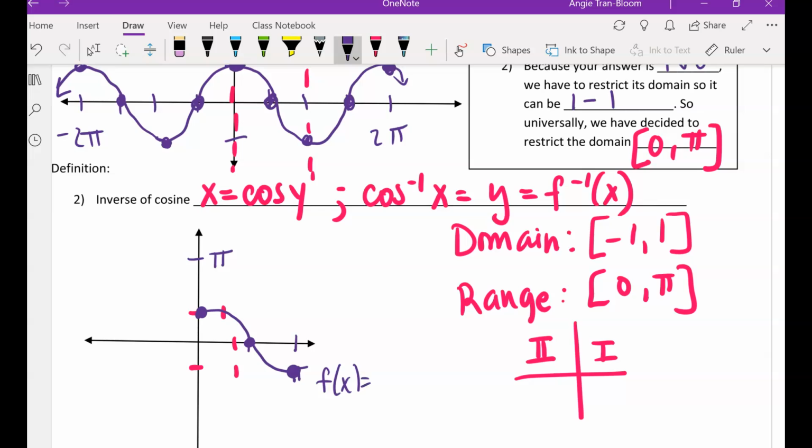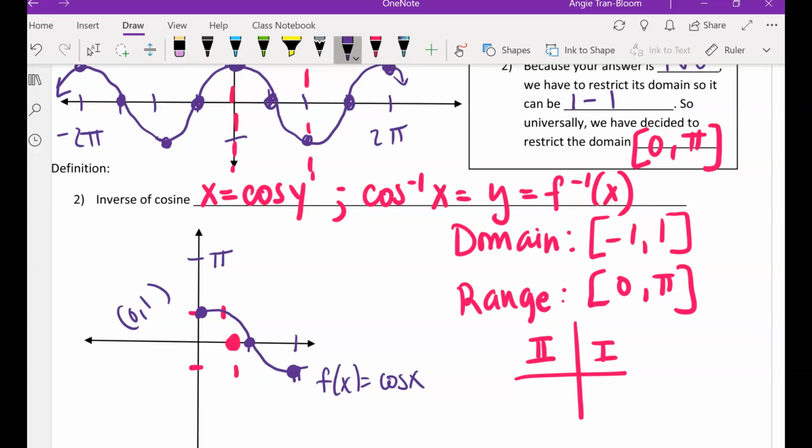Restriction. F of x equals cosine of x. Now all we do is reflect it, or switch x and y. So if this first point, y'all, is 0 comma 1, sorry, 0 comma 1, how would I flip that so I can get an inverse point? 1 comma 0, which is this dot. True or false? Yes. Okay.